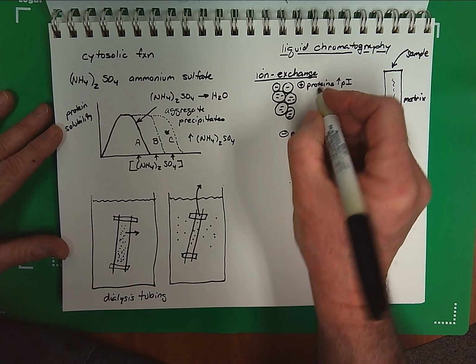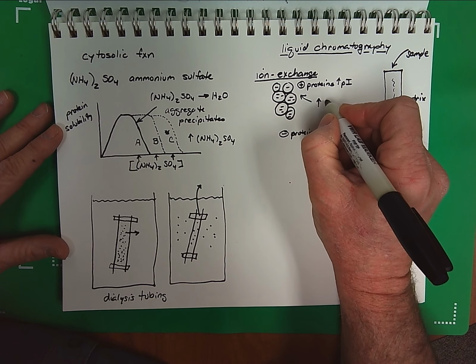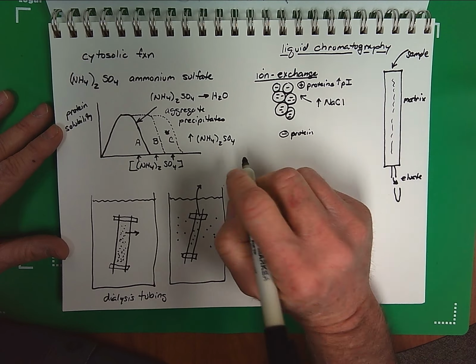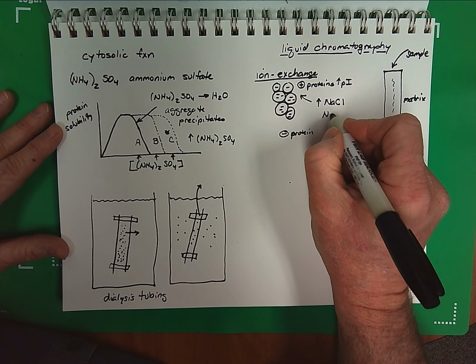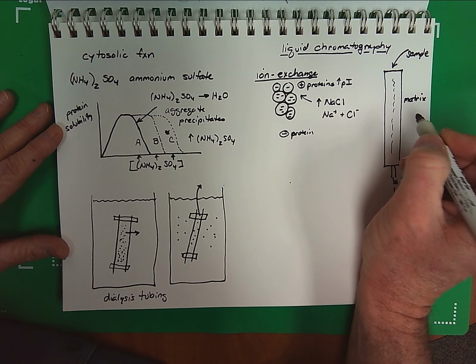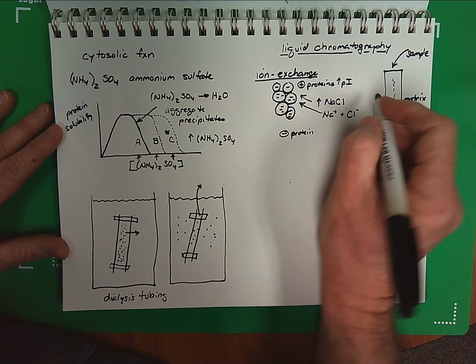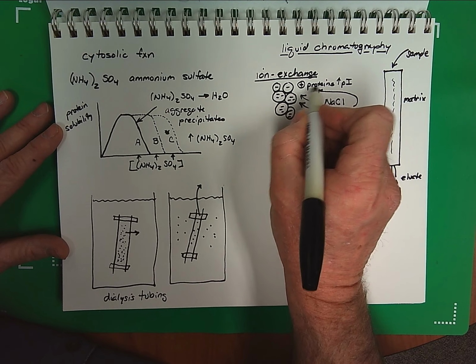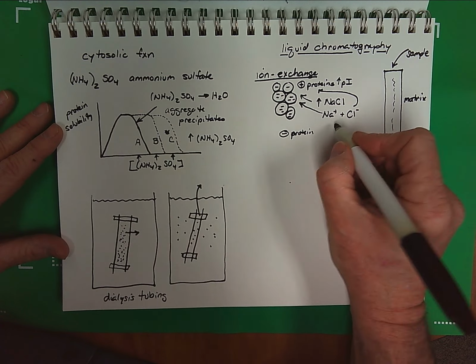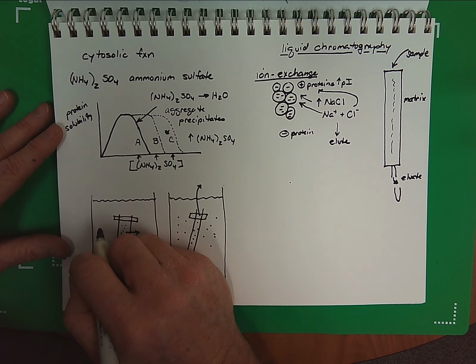We can release the positively charged proteins by increasing salt, for example, sodium chloride. With high concentrations of sodium chloride, sodium plus and chloride minus, the sodium ions will bind and displace the protein from the negatively charged beads, and the negatively charged chloride ions will shield the positive charge of the protein from binding back to the beads. And then this will elute separately, and we've separated the positive from negative proteins.